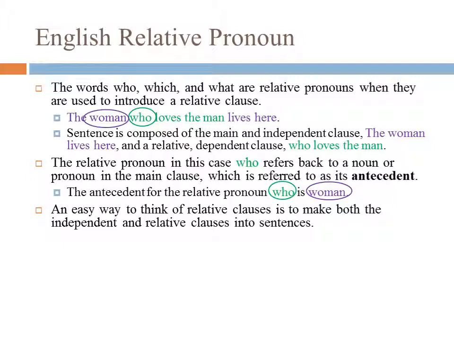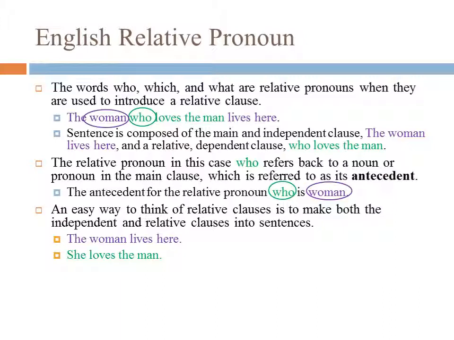An easy way to think of relative clauses is to make both the independent and the relative clauses into different sentences. So the purple we can turn into, the woman lives here. The relative we're going to turn into, who loves the man, she loves the man. So the woman loves the man, the woman lives here, she loves the man.